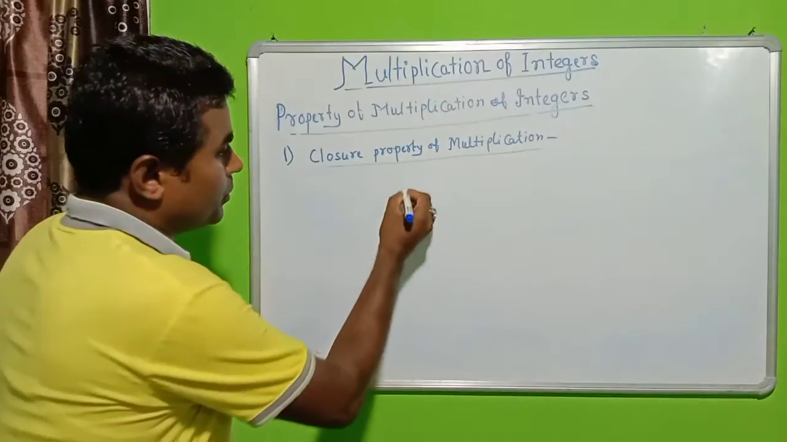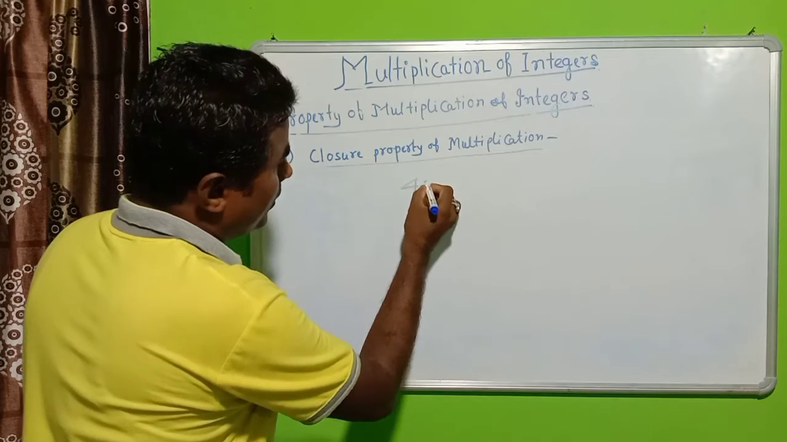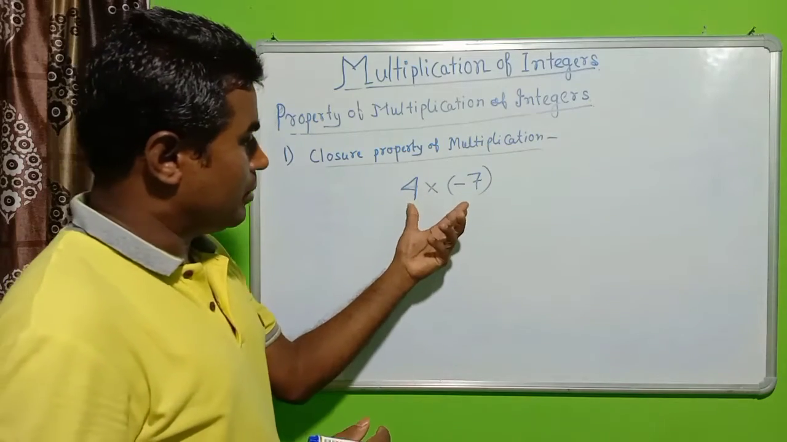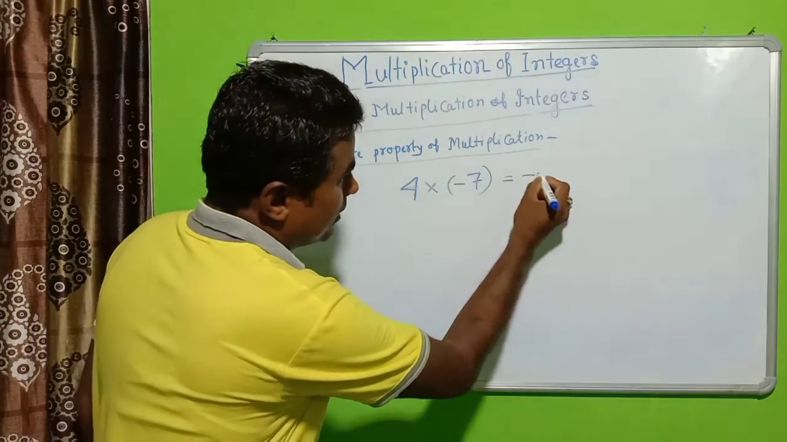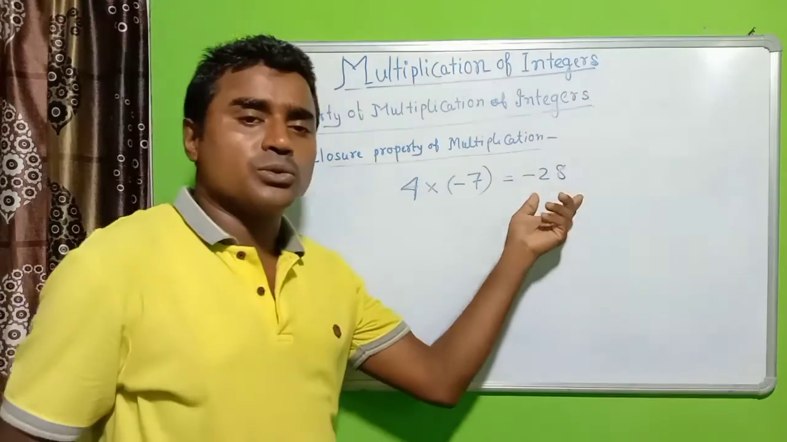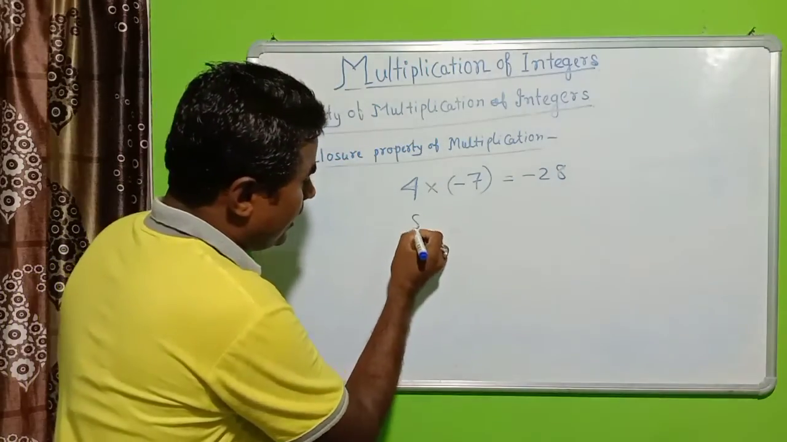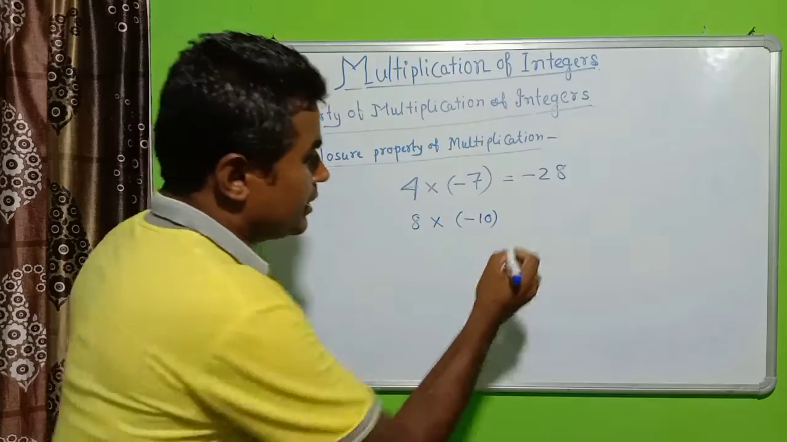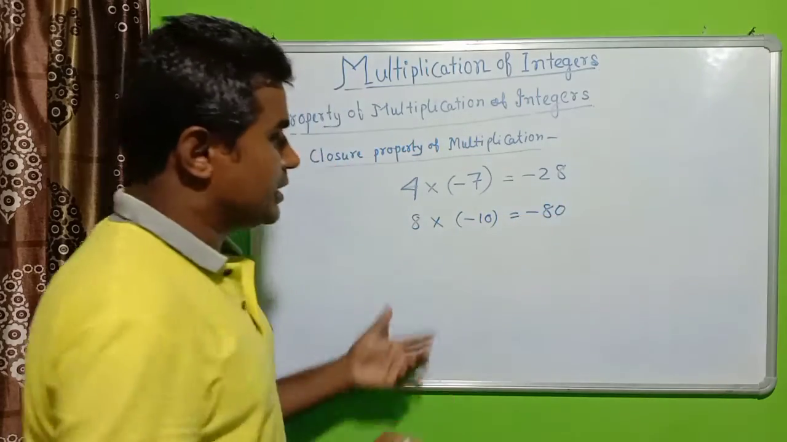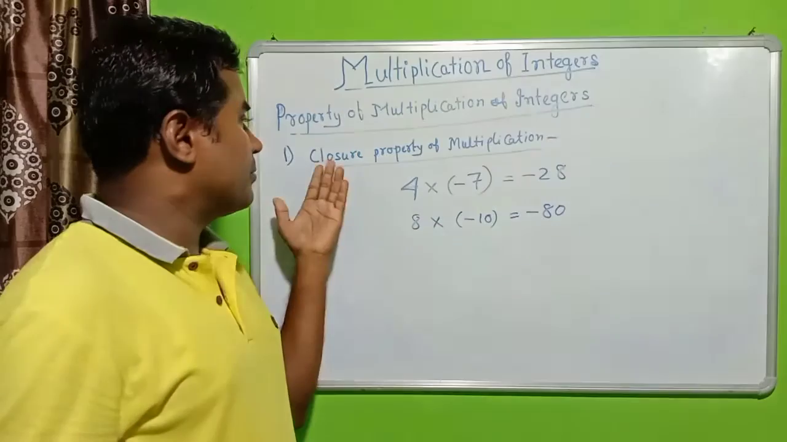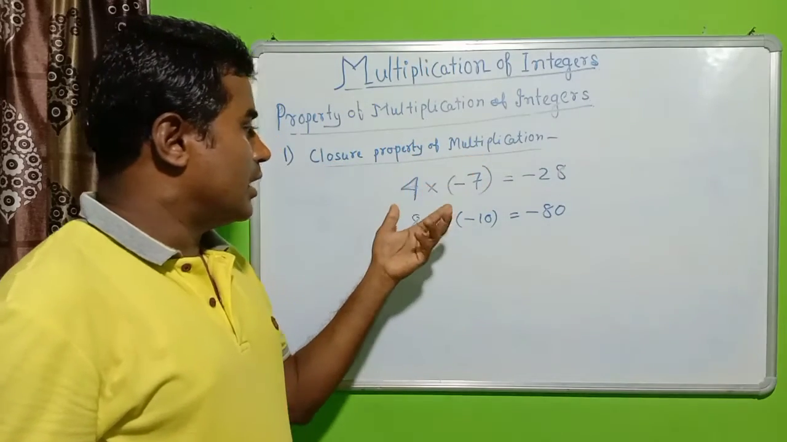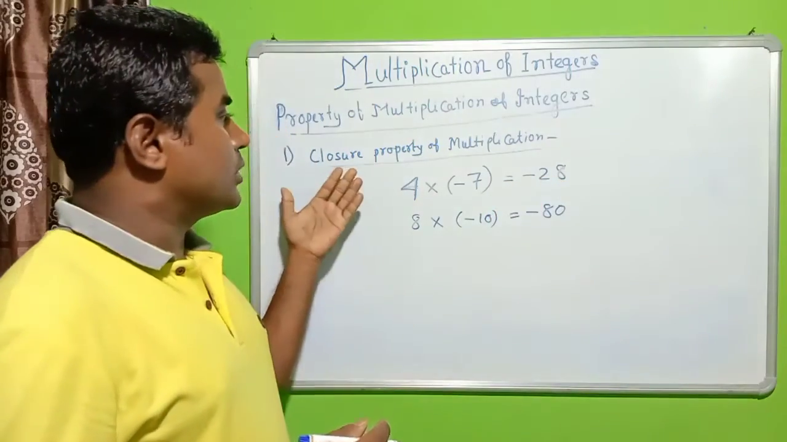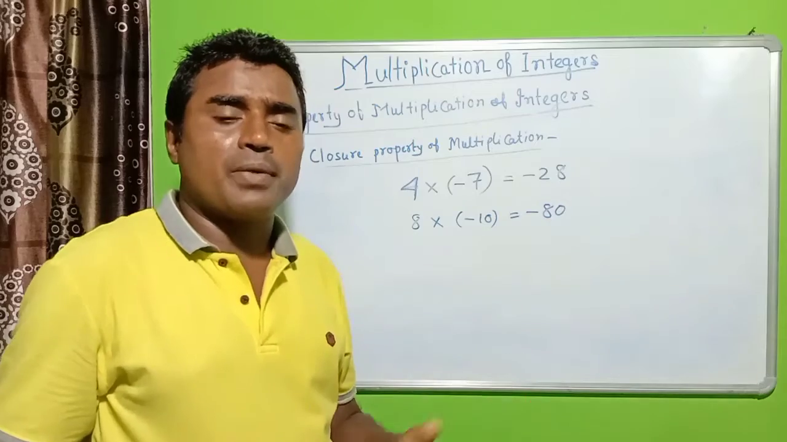Suppose 4 into minus 7. 4 and minus 7 both are integers, and when 4 and minus 7 are multiplied, we get minus 28. So minus 28 is also an integer. Similarly, 8 into minus 10 is minus 80. So minus 80 is also an integer. From this we get the closure property of multiplication: the product of two integers is also an integer. Hence we say integers are closed under multiplication.